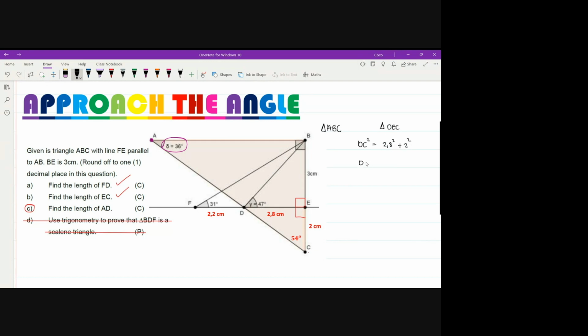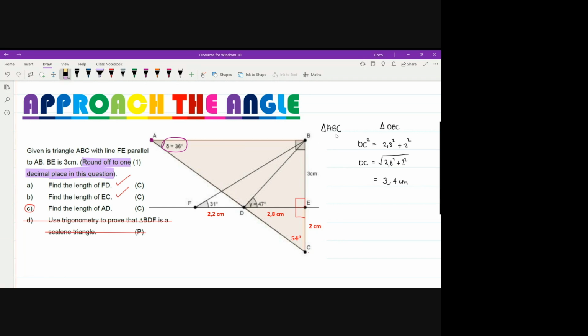So DC is going to equal the square root of all of that. So 2,8 squared plus 2 squared. And the answer that I get here is 3,4 centimeters. Remember, they want us to round off to just one decimal place. Okay, in this question, I'm only going to take the 3,4 centimeters.